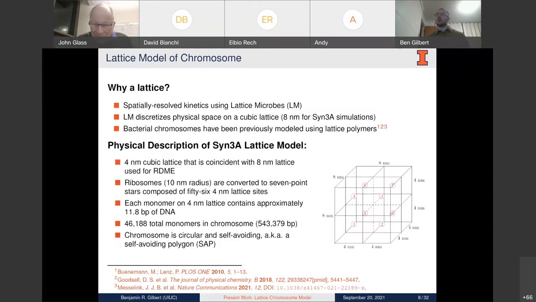And so just to provide a quick physical description of this lattice, we use a 4 nanometer cubic lattice that's coincident with the 8 nanometer lattice used for the simulations. The ribosomes are converted to these 7-point star-shaped objects. And then each monomer of DNA occupies a single 4 nanometer cubic lattice site and contains approximately 11.8 base pairs of DNA. It takes around 46,000 total monomers for the entire chromosome. And finally, one of the most important details is that the chromosome is circular and self-avoiding. So we're actually able to correctly simulate the volume exclusion and also guarantee the sequence of the chromosome by it being circular.